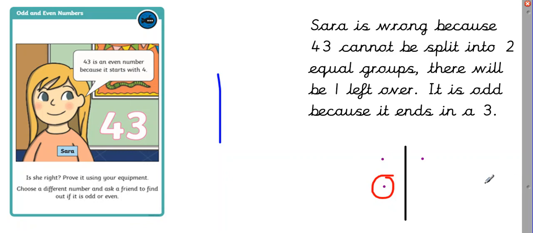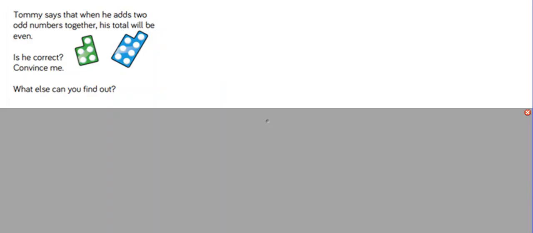Okay, so my pictorial representation here only has the 3 dots because I've only done it for the ones digit. Okay, but really, ideally, you should have done it for all 43. So you should have split 43 into 2, and you should have realised that you would have had one extra in one of your columns. Okay, let's move on. Let's have a look at this one.